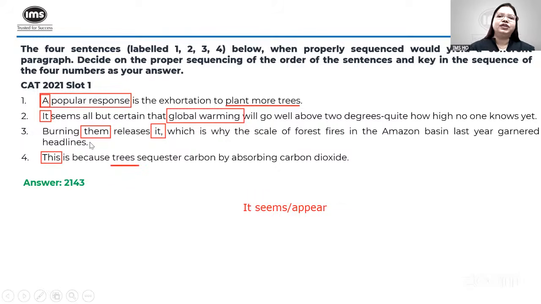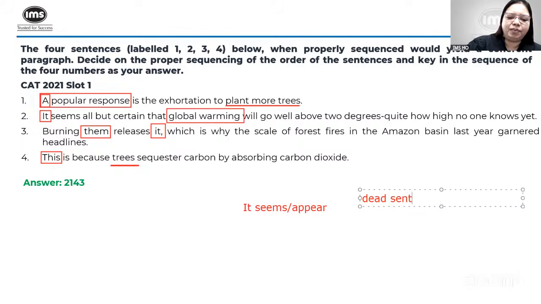And then 3 refers to, so if you burn these trees, this is like a standalone sentence. Sometimes it's not a classic dead sentence, you would say, because it is connected, the pronouns connect. So there is a concept called dead sentence in parajumbles, where you might find a sequence of 3 sentences being presented, right? Pakka 3 sentences. That sequence cannot be broken.